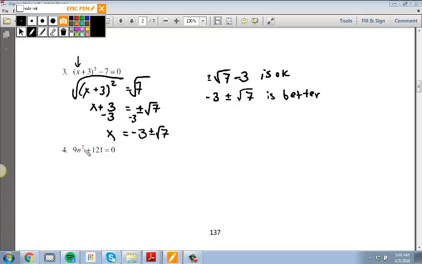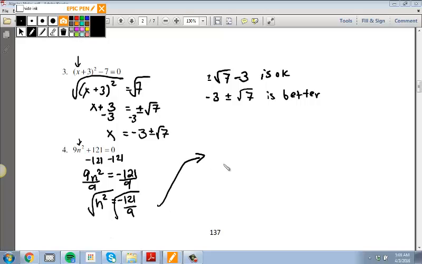Alright, number 4, 9n squared plus 121 is equal to 0. I'm going to solve for n, so take the 121 to the other side, or subtract the 121. So we have 9n squared is negative 121. Then I'm going to take these, well actually, you don't have to take the square root yet. You can divide by the 9, so n squared is negative 121 over 9. And then I'm going to take the square root.